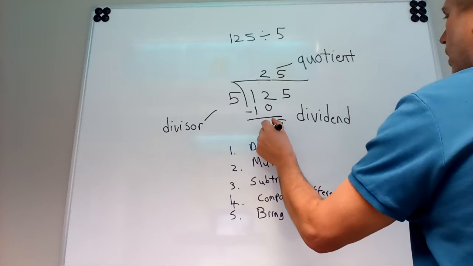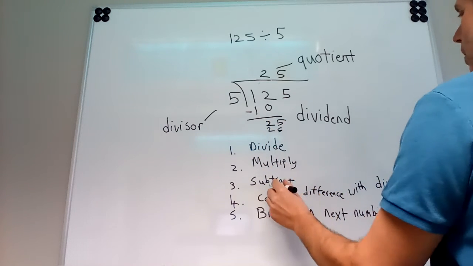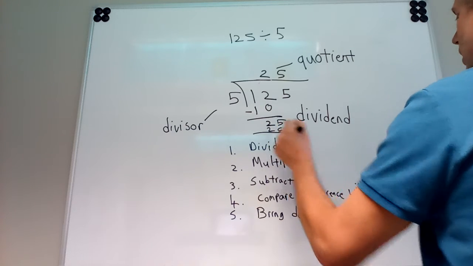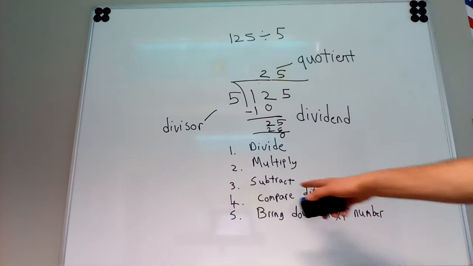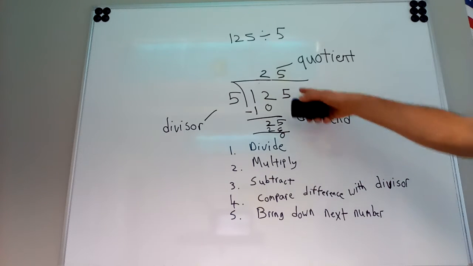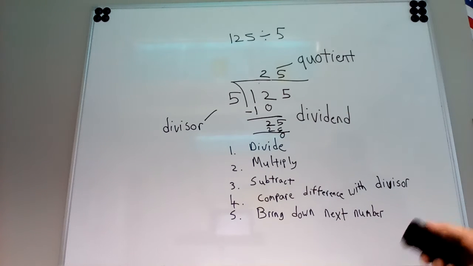I'm going to multiply, I'm going to get my 25, and then I'm going to subtract, and when I subtract 25 from 25, I get 0. I compare the difference. I know that is smaller than that, of course it's a 0, and there are no more numbers to bring down, so I'm finished. And that's the end of that problem.